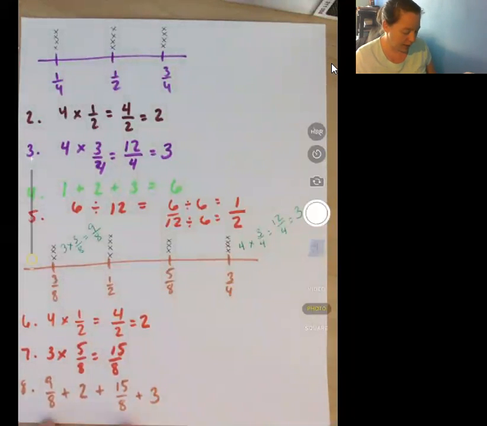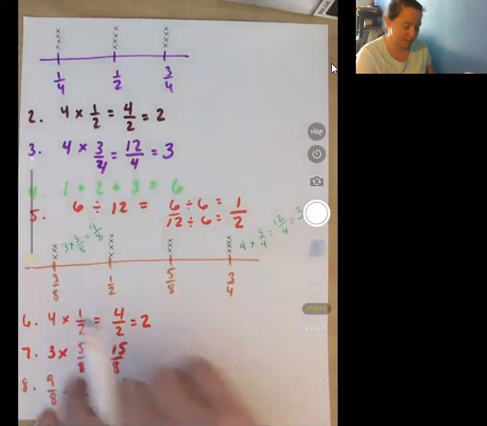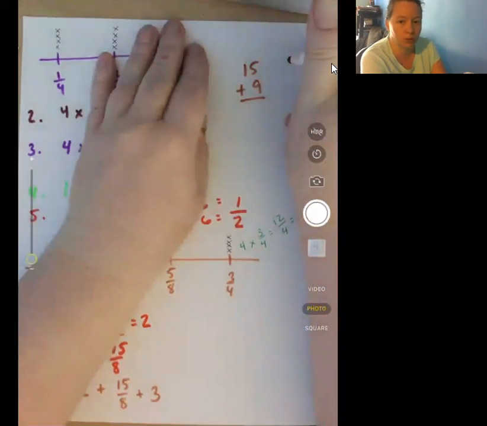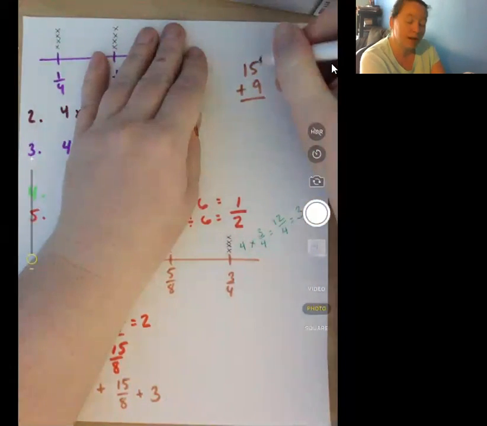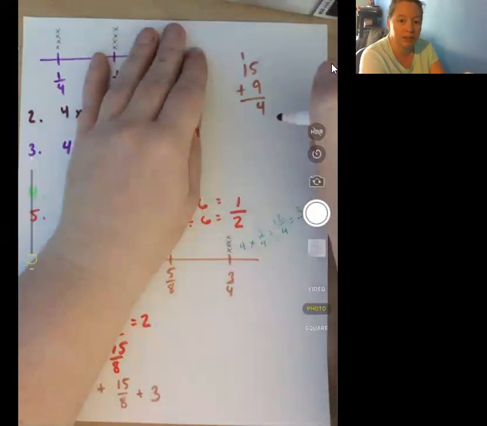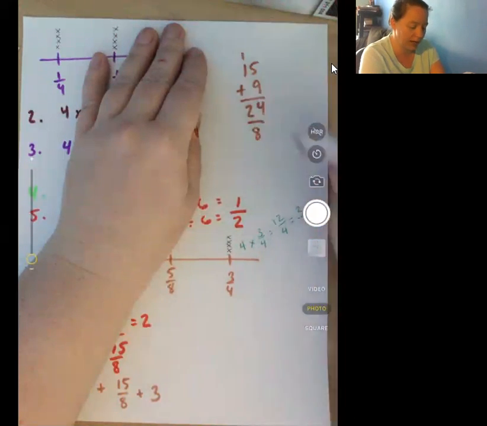Now, 8s and 8s are already common denominators, so I just need to add the 9 plus the 15. I'm going to do that up here, 15 plus 9, so that I have more room to mess around with. 5 plus 9 is 14. 1 plus 1 is 2, so we end up with 24 over 8.